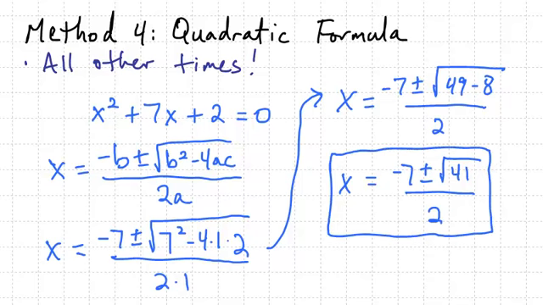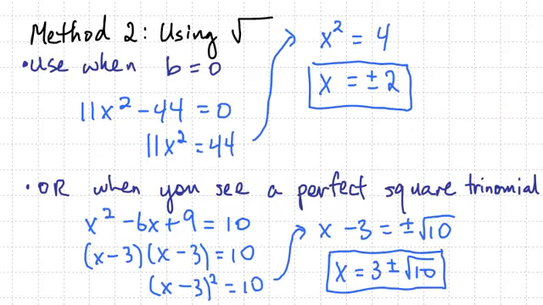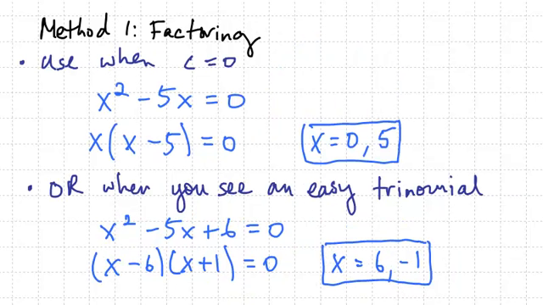So let's just review here. We have, going backwards, the quadratic formula, completing the square, using the square root, and factoring. 4 different methods for solving quadratic equations. And it's important for us to recognize in what particular situation each of these methods works the best.